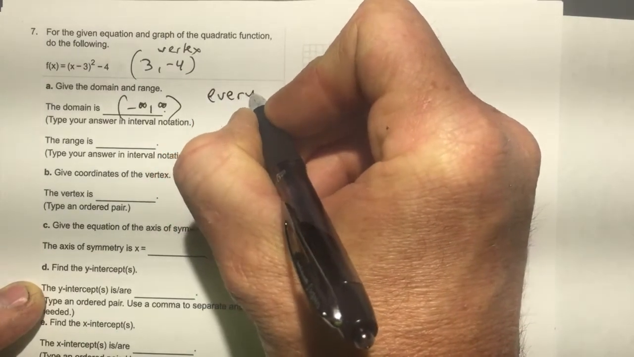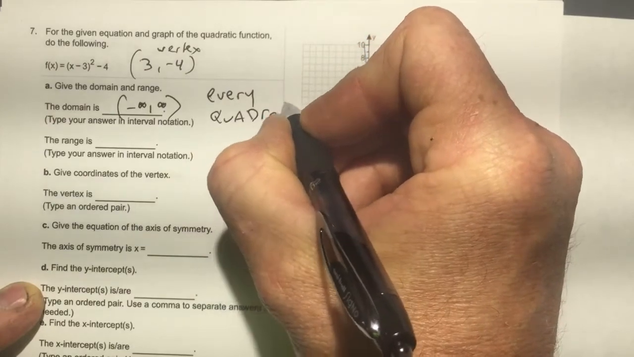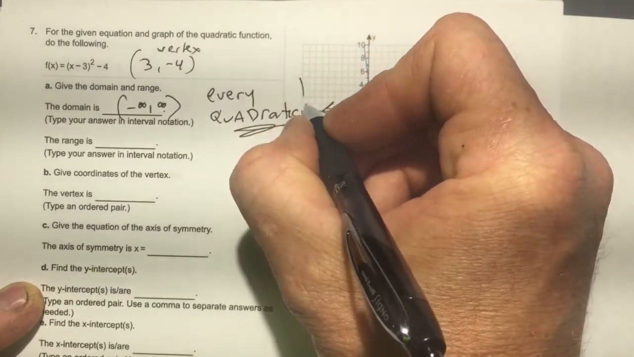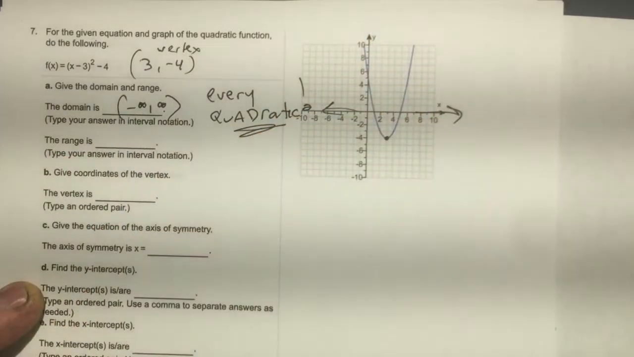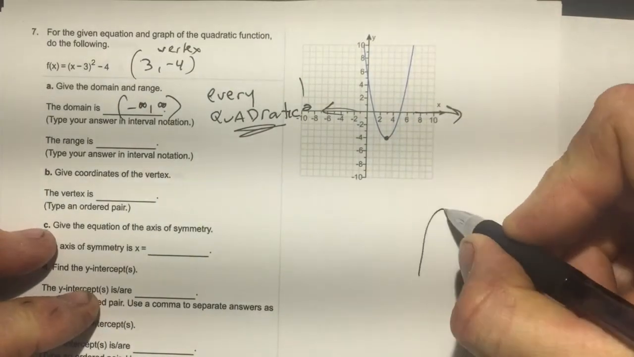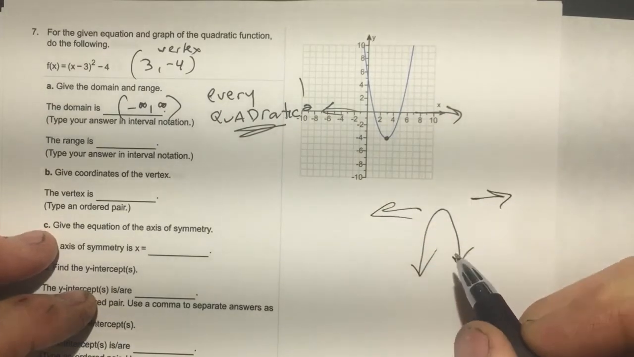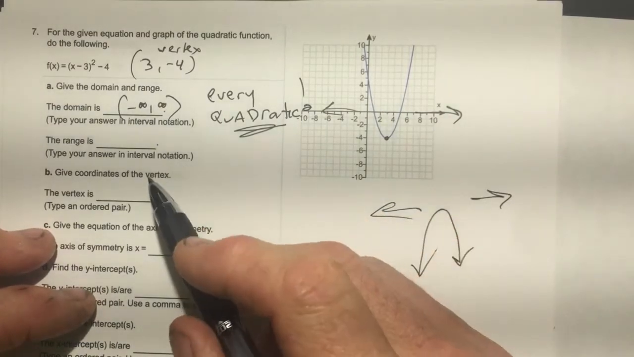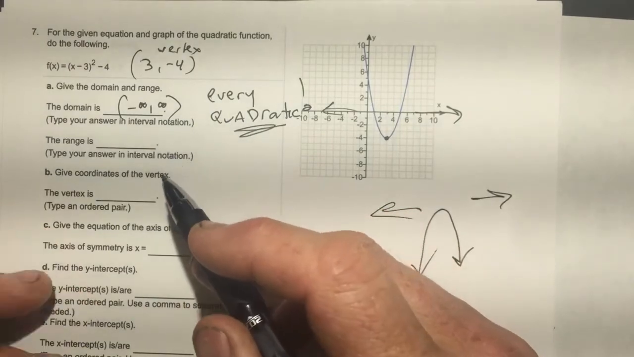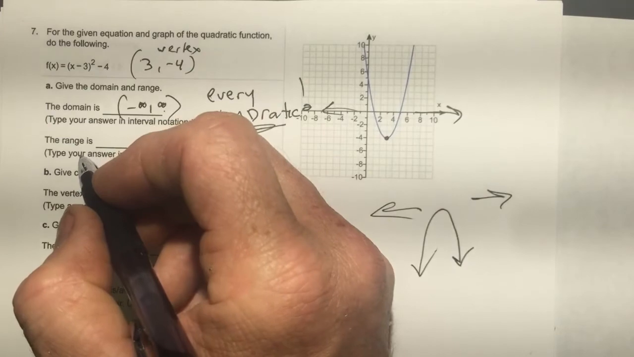All right. Every quadratic is going to have that domain. Whether your parabola is going up or going down, it's going to go over forever to the left, over forever to the right. So my domain will always be this on every quadratic. Now the range is what's different.